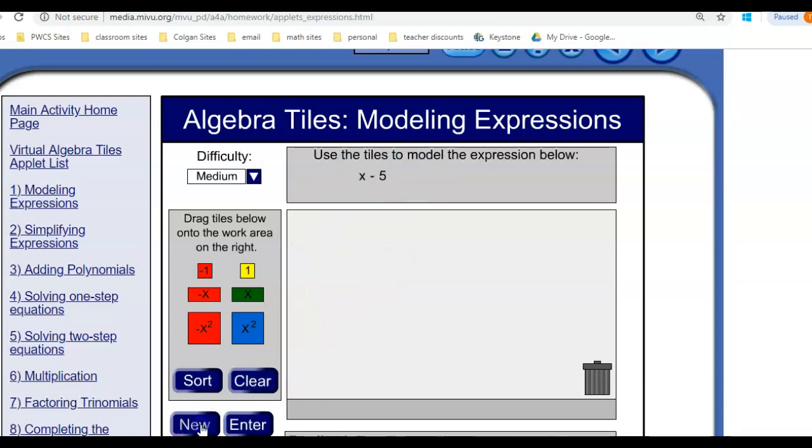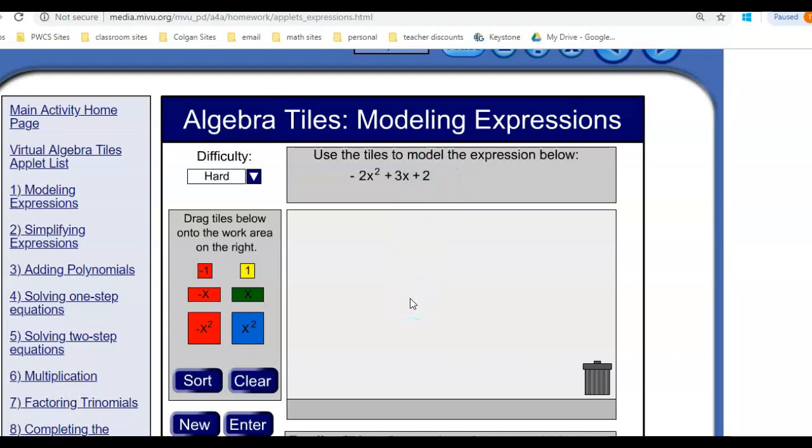Let's do another one. I think all of these are just x's and ones or negative ones. So let's try a harder one. Well, now we have 3 terms. We have an x squared term, we have an x term, and we have a constant, where we have 2 variable terms and a constant.